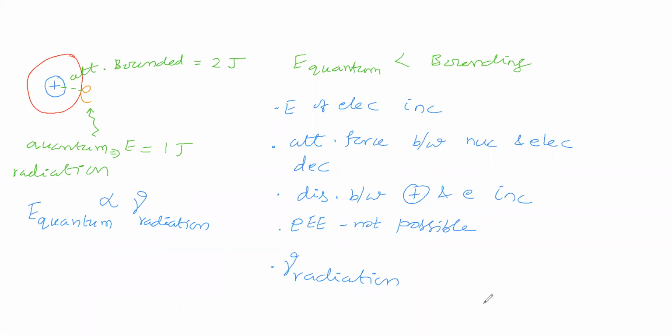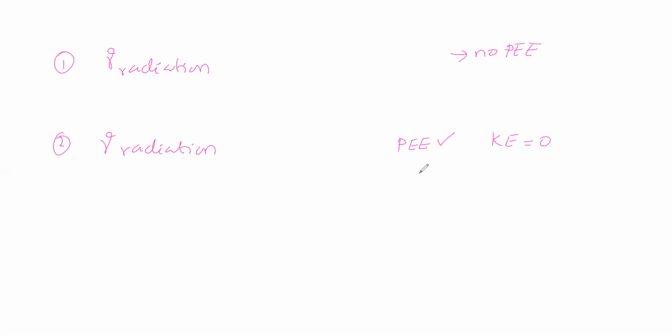So now we discussed three cases. In one case, the frequency of radiation is such that there is no photoelectric effect. In the second case, the frequency of radiation is such that photoelectric effect is possible, but the came out electron is not having any kinetic energy with respect to exposed radiation. In the third case, the frequency of radiation is such that photoelectric effect is possible, and the came out electron is having some kinetic energy. Like this, three cases we discussed.